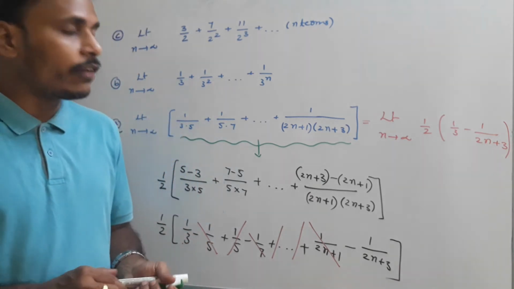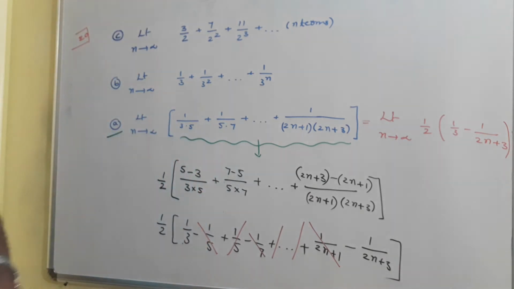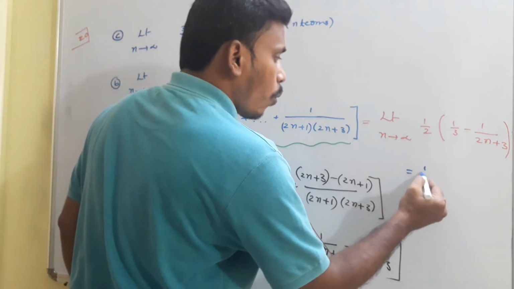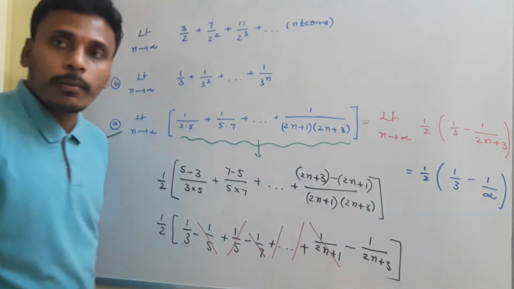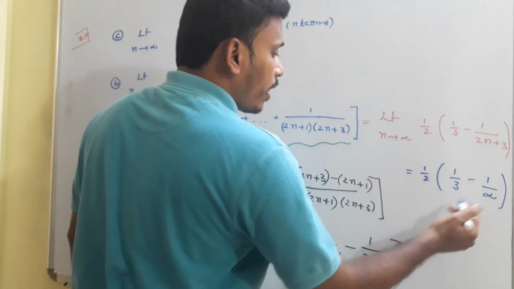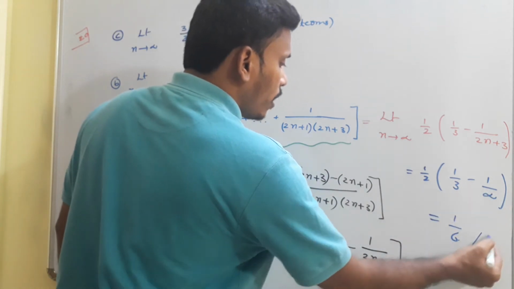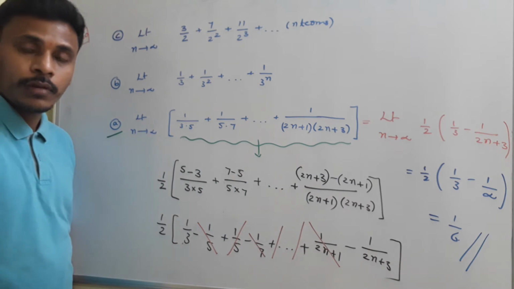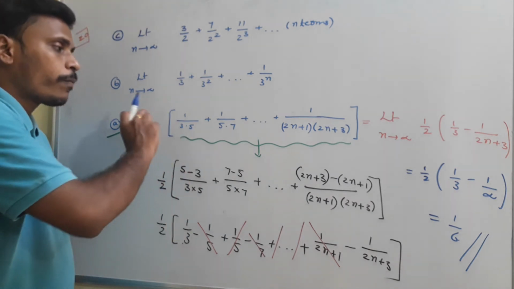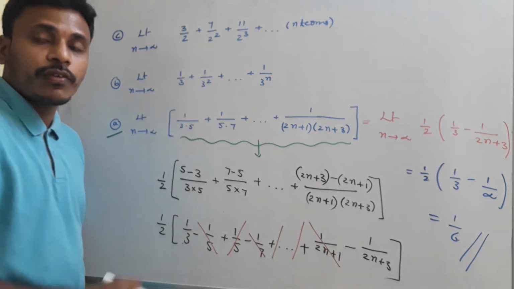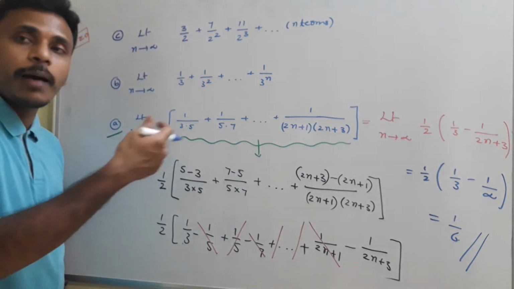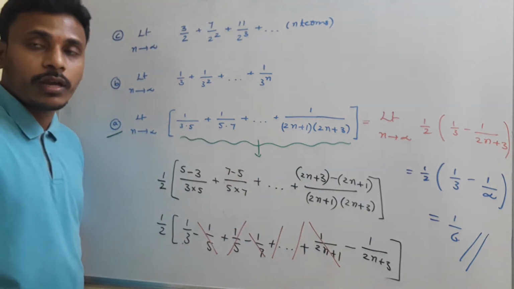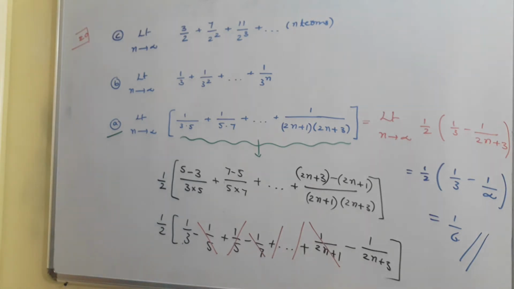Now you substitute n as infinity. If you replace n with infinity, this equals 1 by 2 of 1 by 3 minus 1 by infinity. 1 by infinity is 0. 1 by 3 minus 0. 1 by 2 into 1 by 3, 1 by 6 is your answer. Okay? Just have a look. We need to apply the limit to this summation. First of all, simplify this summation as 1 by 3 minus 1 by 2n plus 3 and then apply the limit. You will get your answer as 1 by 6. In the same way, now we are going to solve the next two.